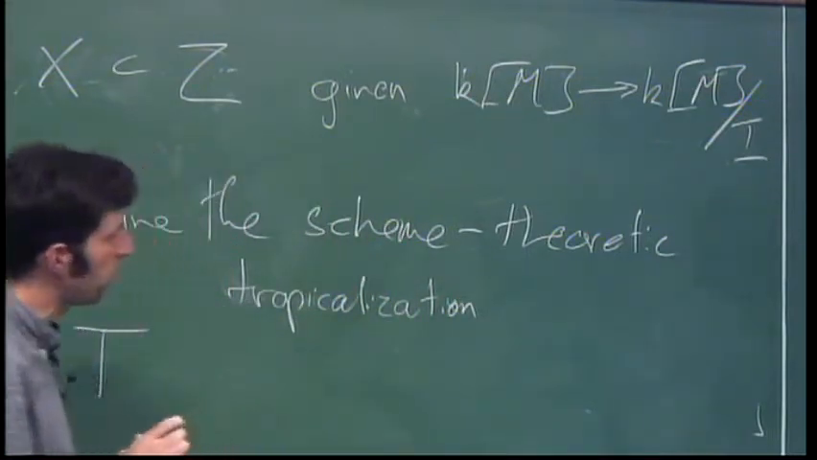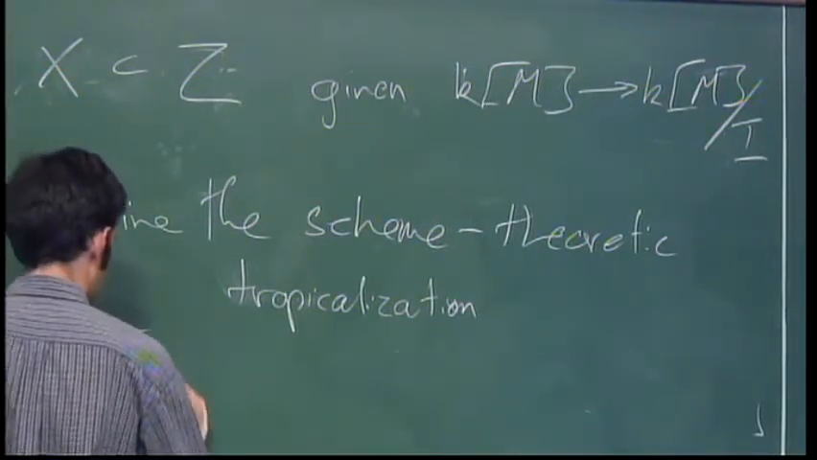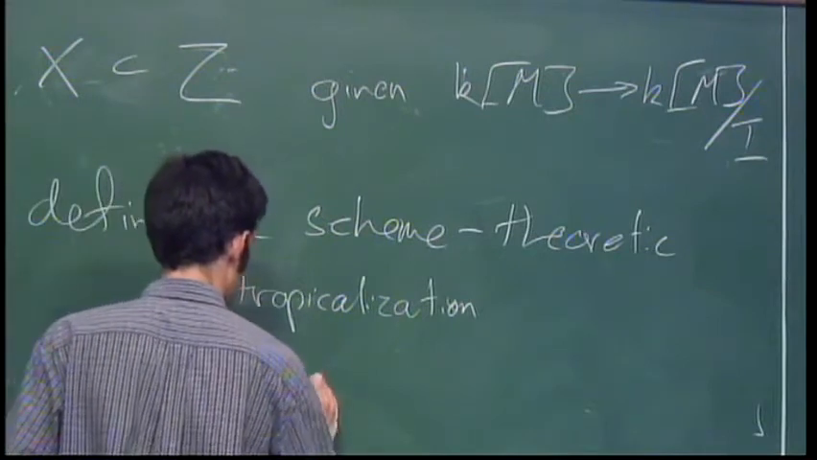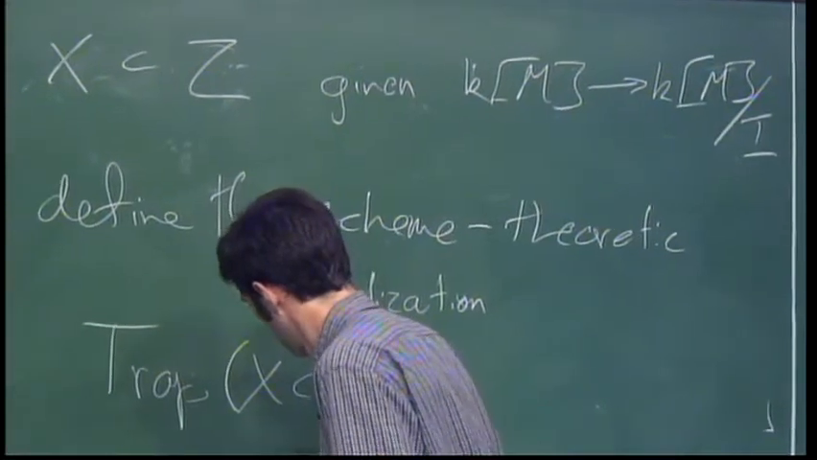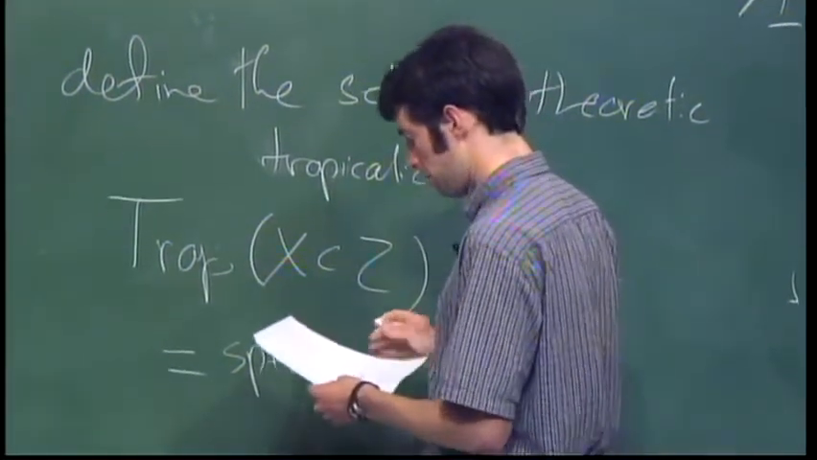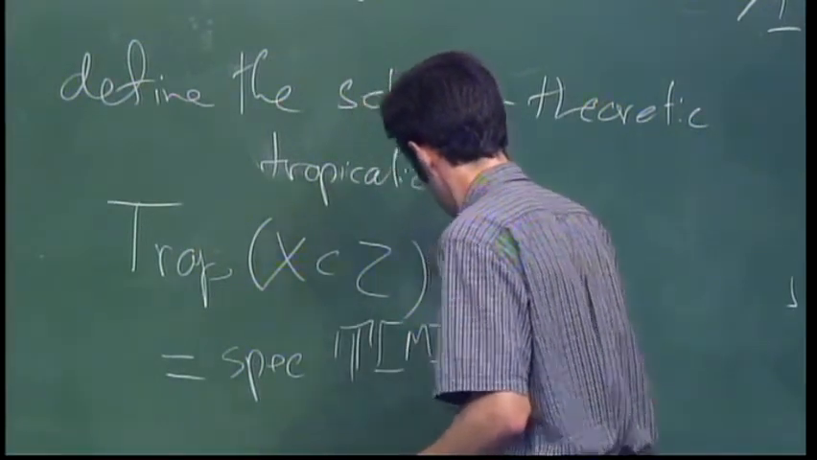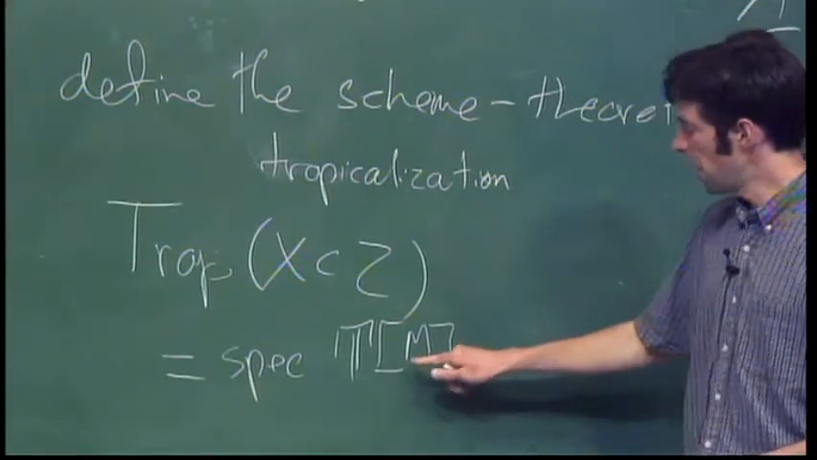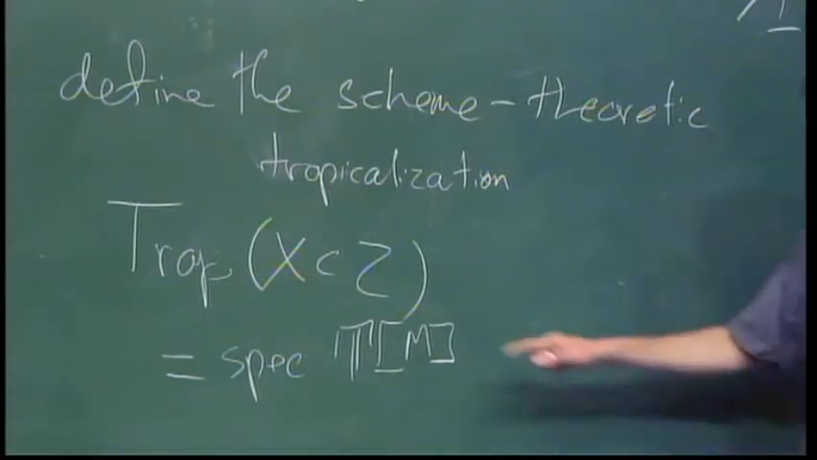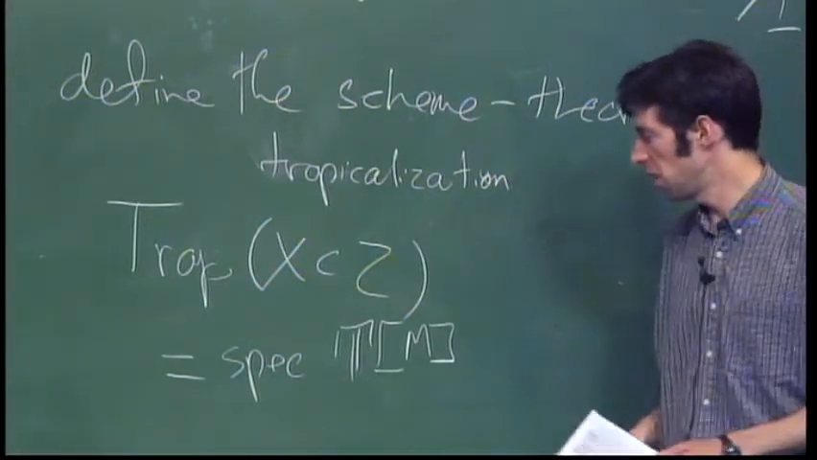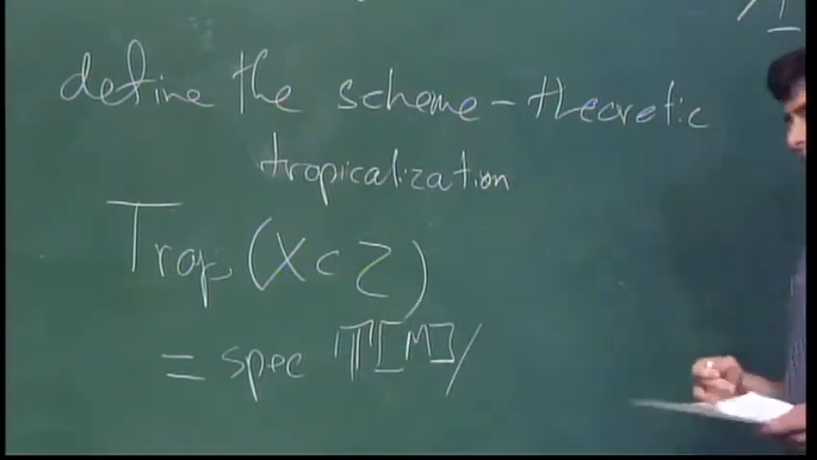So I've been carefully using lowercase t for the set theoretic tropicalization, and now I use an uppercase T. So the tropicalization of X inside Z is spec of... so I take my monoid, which was describing the ambient space, and I change the coefficients from the field K to T, and I need some quotient of this tropical algebra here.